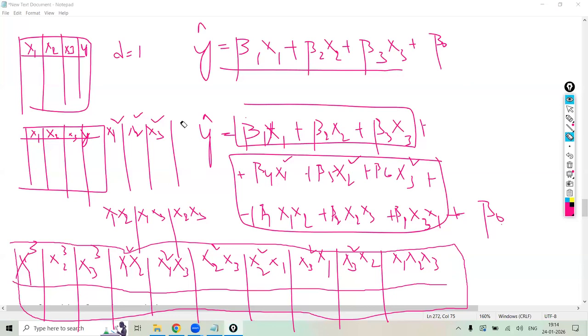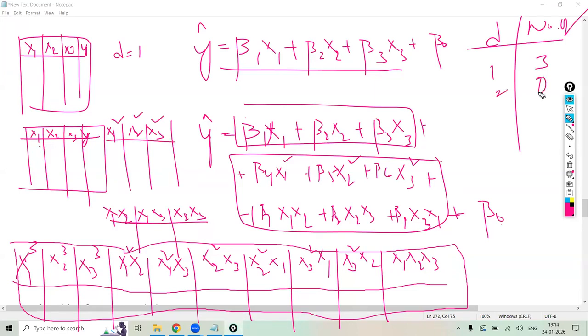So up to degree of 2, up to here will be added. Degree of 1 consists of 3 columns. Degree, number of columns: degree of 1, 3 columns are there. With degree of 2, 3 plus 3 plus 3, total 9 columns. With a degree of 3, you get 19 columns. Is the point clear?